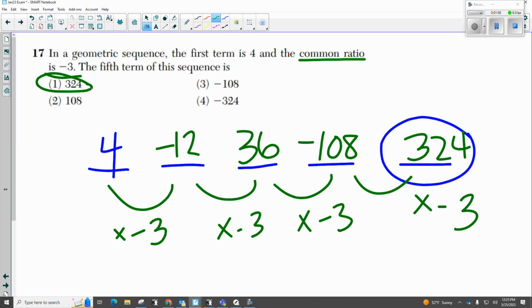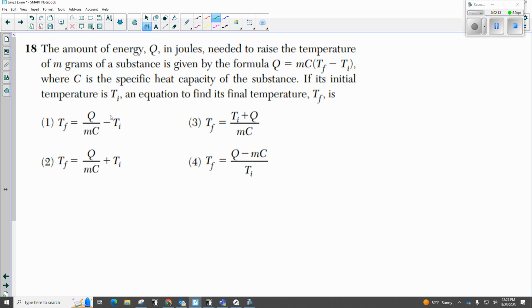Okay. Notice they have positives and negatives there, so you have to be careful and make sure that every time you're multiplying by a negative, and you should see this pattern where it's positive, negative, positive, negative, positive. All right.